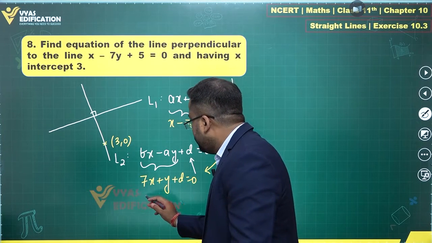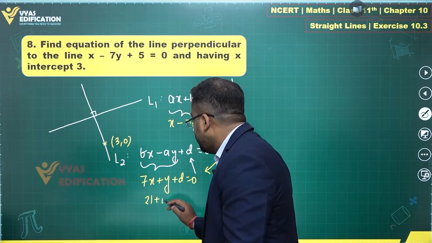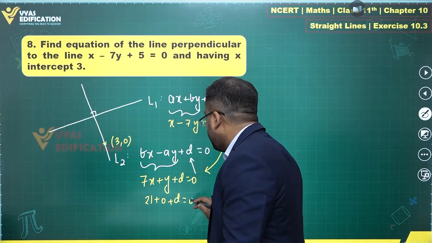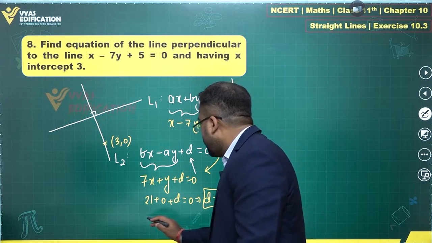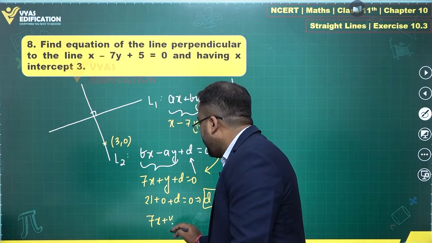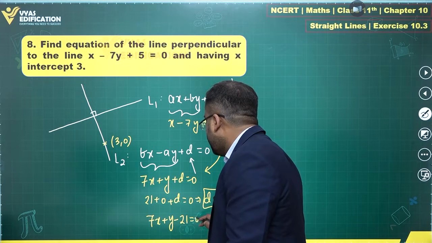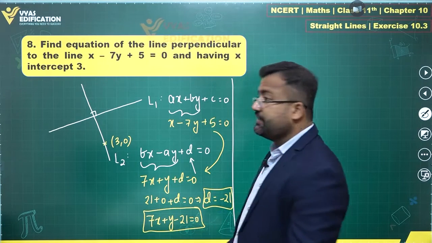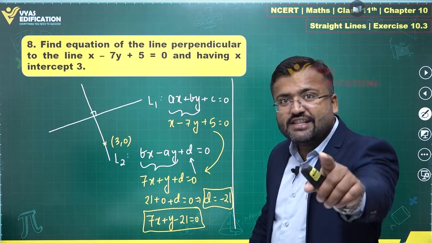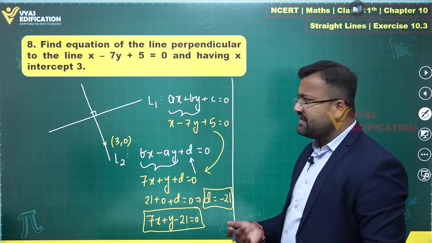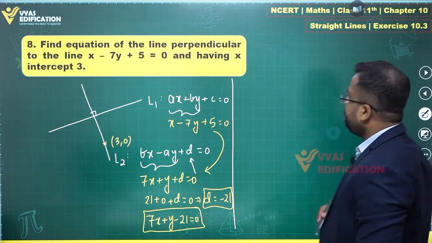And now let's substitute this (3, 0). This is 21 + 0 + d = 0, which gives me d = -21. Therefore, the equation will become 7x + y - 21 = 0. This is the required equation. But this is using a shortcut idea, right? Can you solve this using direct concepts of slope? Yes, I can do that as well for you.